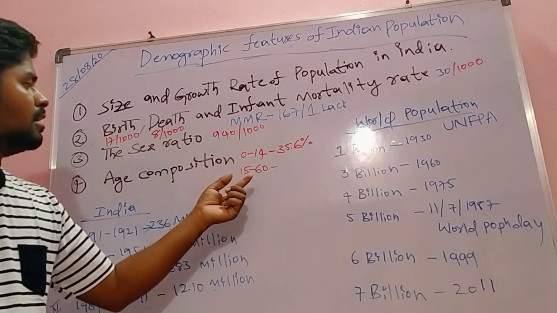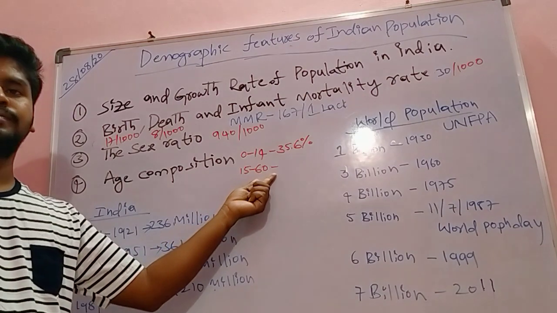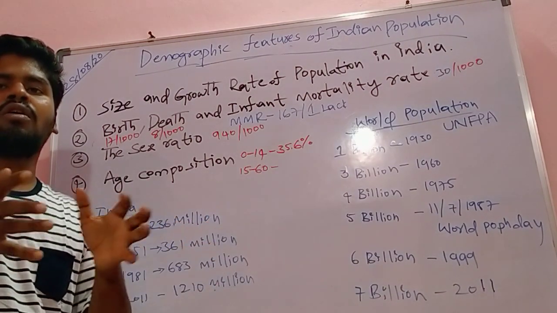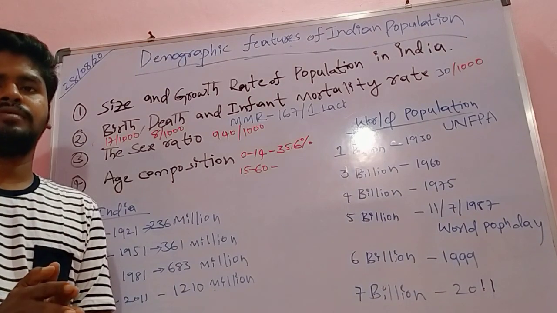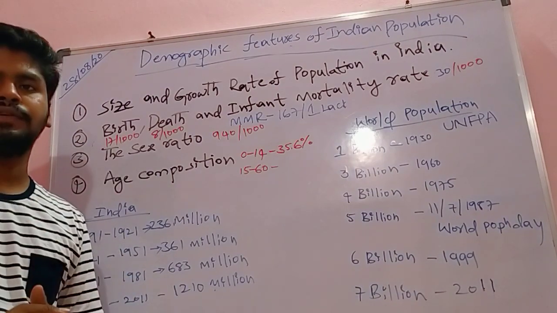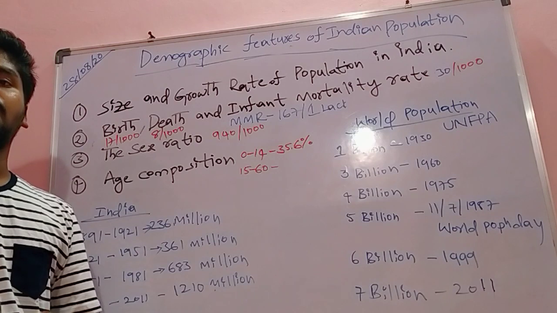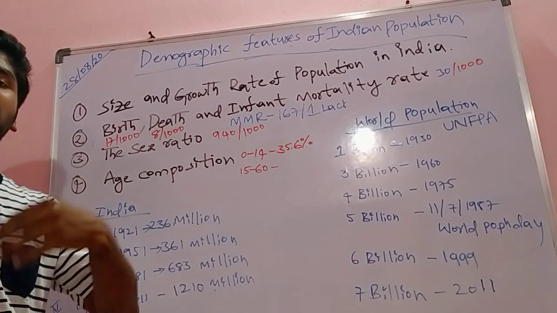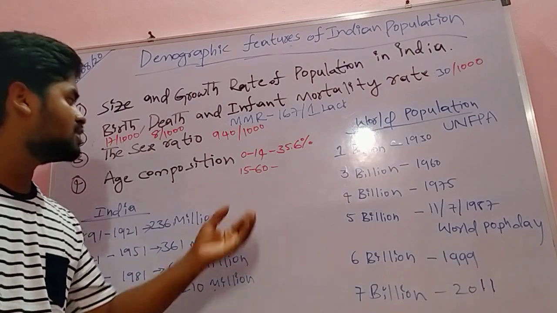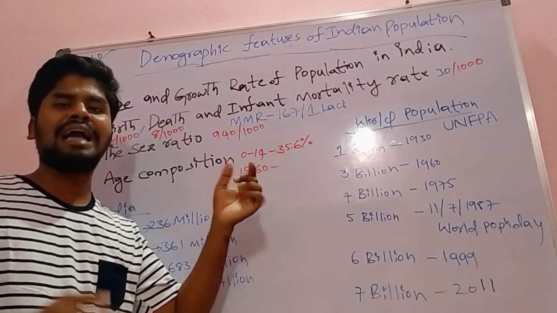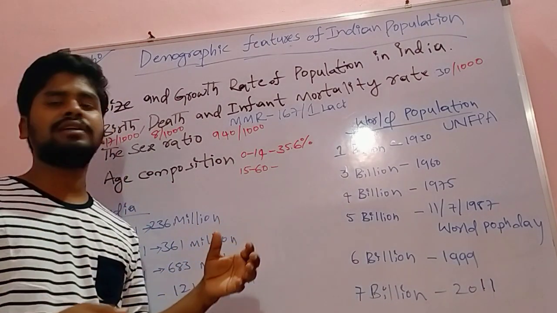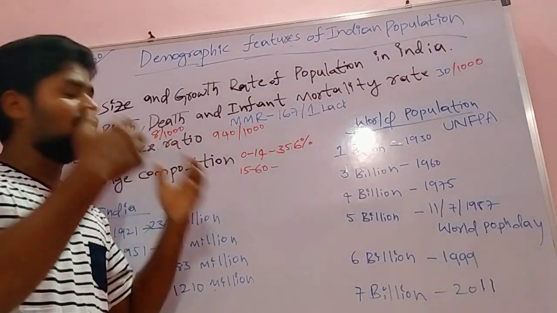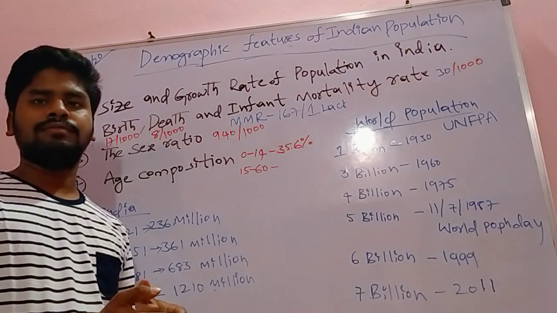At the same time, the age group 15 to 60, these people are called working age people. These people are called the demographic dividend. These people are called productive people. They participate in economic activity. That is the age group 15 to 60. So the maximum population, around 56 to 60%, is working age population we have right now.